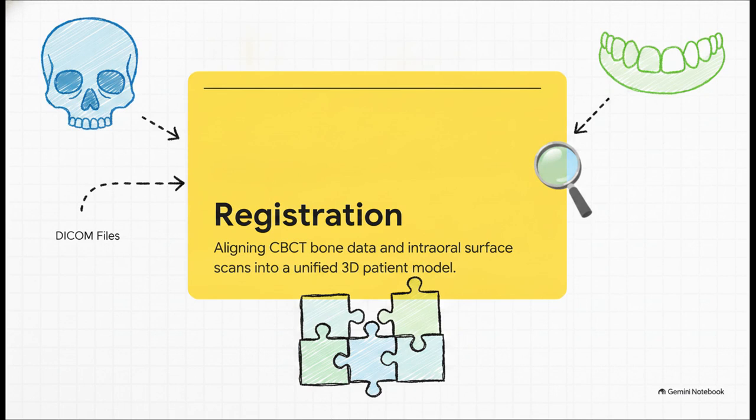The magic really begins in that first step with registration. Registration is the precise alignment of CBCT bone data, so your DICOM files, and intraoral surface scans, your STL files, into a single unified 3D patient model. It's essentially this giant, complex digital puzzle. The software finds corresponding anatomy, like tooth cusps or occlusal surfaces, visible in both datasets, and mathematically locks them together. And I cannot stress this enough. This make-or-break alignment directly affects every single downstream decision in the entire guide design process.